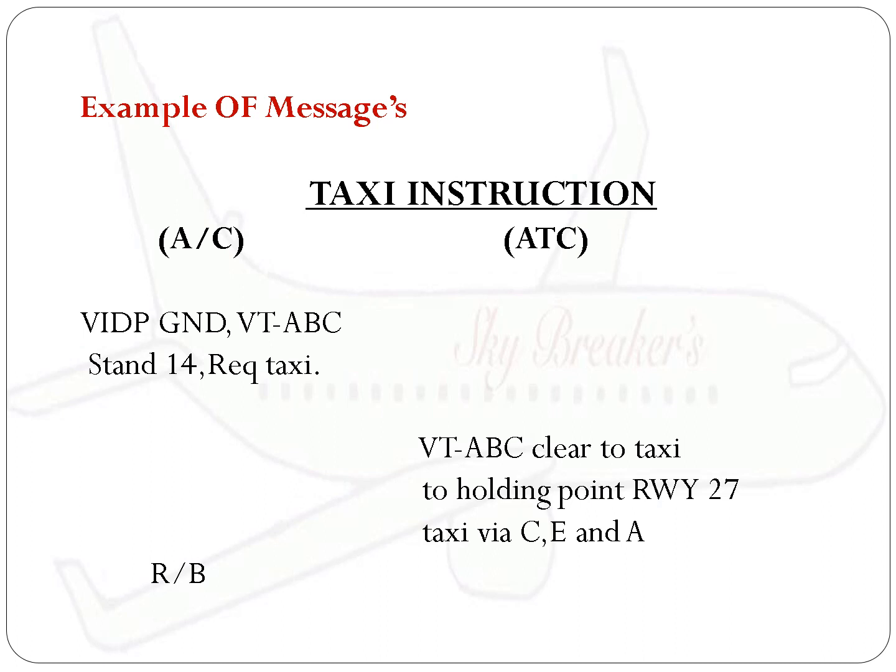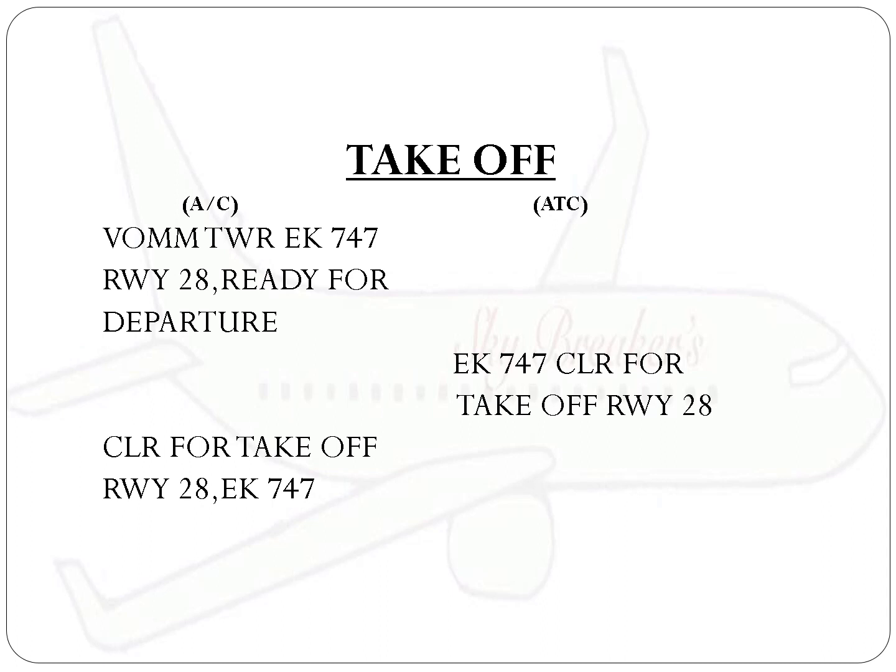I have given one more example, here for the takeoff. Here you can see one side is the aircraft and the other side is the ATC controller. Chennai Tower, Emirati 747, runway 28, ready for departure. Then ATC will give the clearance: Emirati 747, clear for takeoff runway 28. And you just need to read back whatever instruction was given by ATC: clear for takeoff runway 28, Emirati 747.